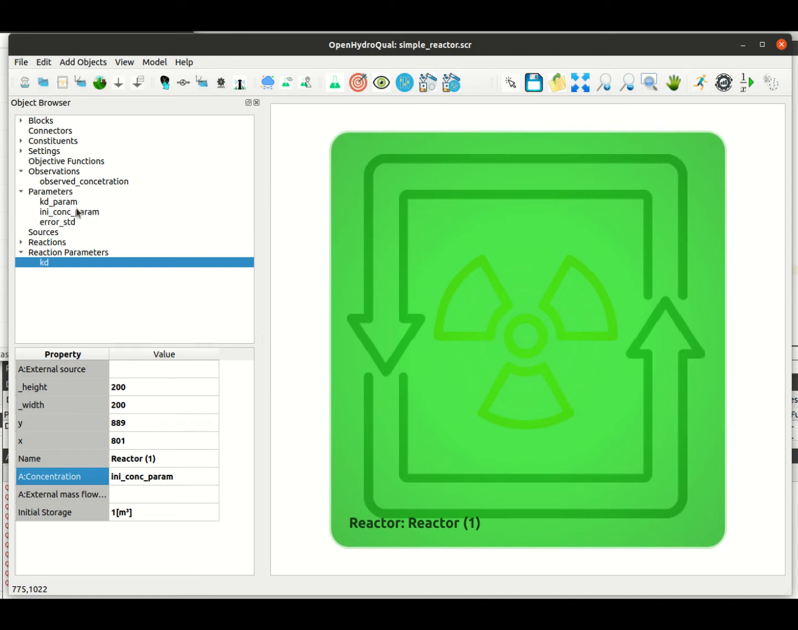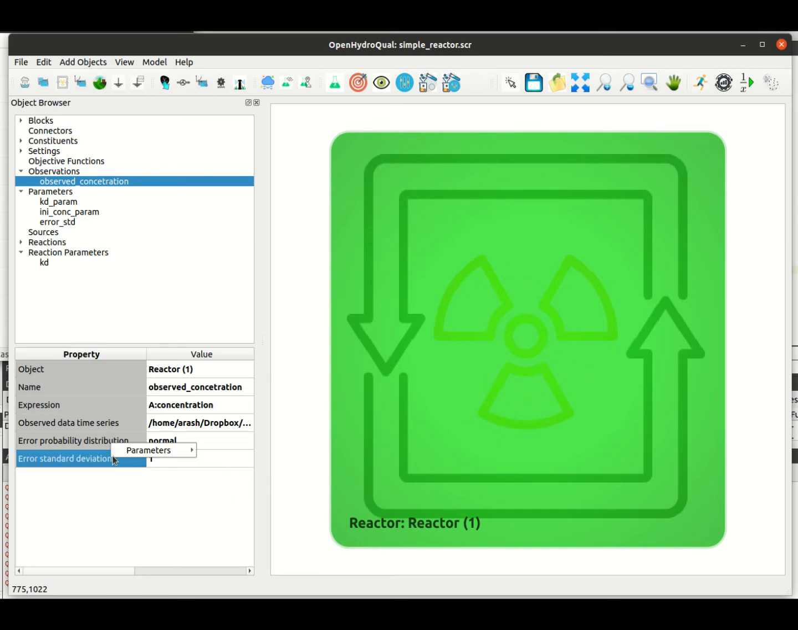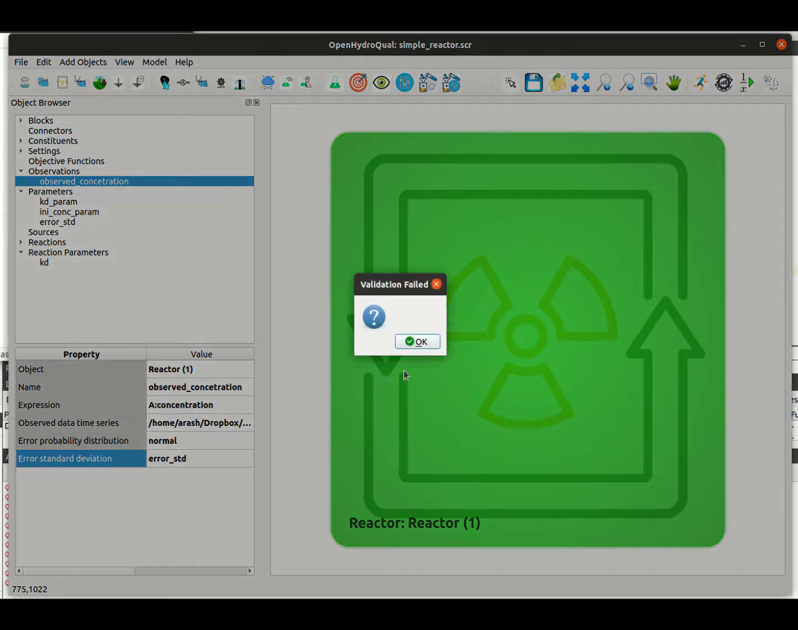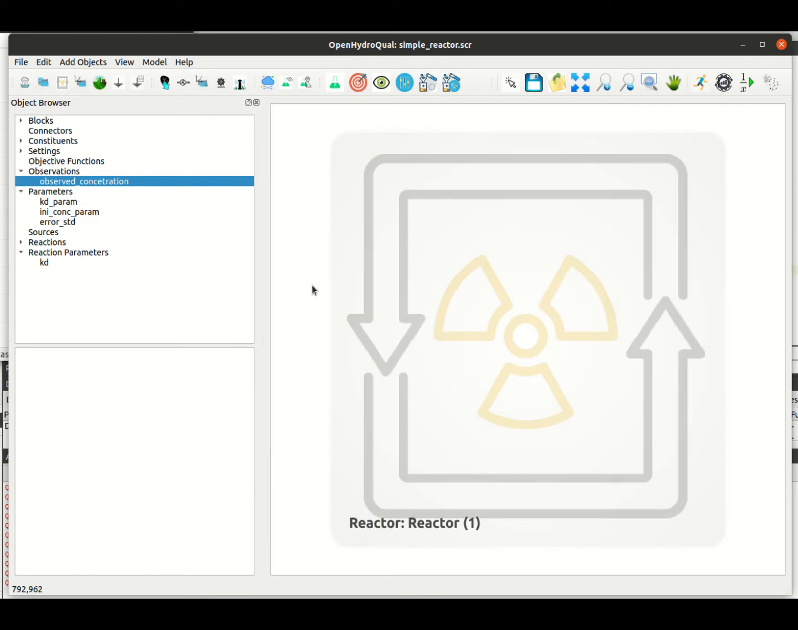And then for the error standard deviation, I go to my observed concentration, and if you look, we have this error standard deviation, and now I want it to be taken from my error standard deviation parameter, right? So I'm going to just right click on error standard deviation, go to parameters, and then I choose error standard deviation. Okay, save it.